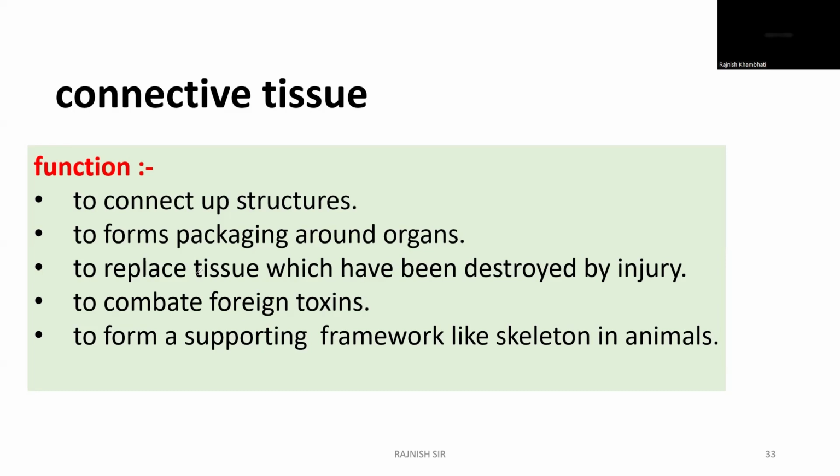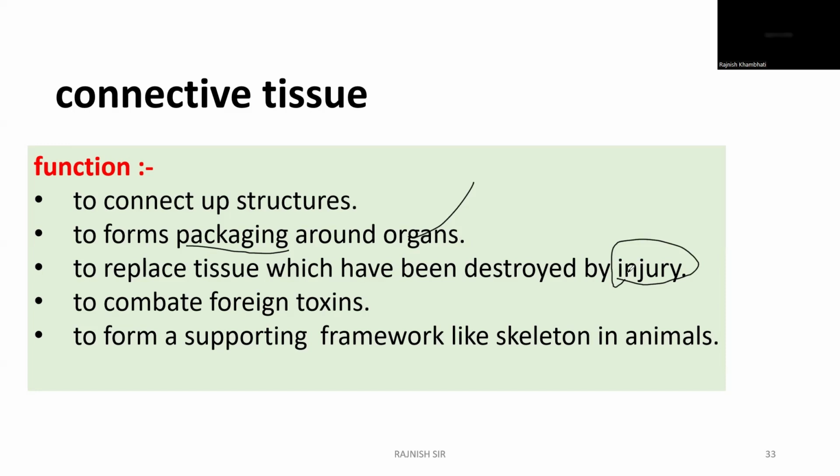And you will see why and what type of connection in further learning. To form packaging around organs. You can see what else they do. They do packaging, and cushioning. They replace the tissue which has been destroyed by injuries. If there is injury in your tissue, those cells of the injured part will be replaced by this tissue.